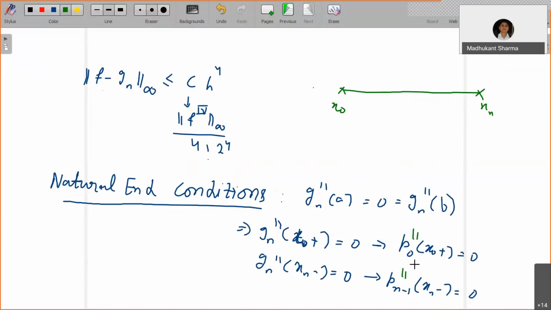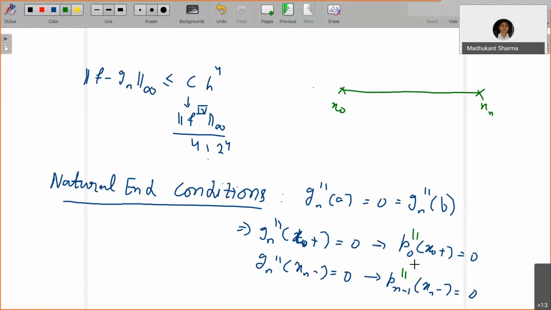But in this case, you don't have the order of convergence h to the power 4. The order of convergence is h square, which is the same as the piecewise linear interpolation. When you have the same order of convergence, you don't want to compromise, because constructing a cubic interpolating polynomial is tougher than constructing a linear interpolating polynomial. If the bound is with h square only in both cases, you had better go with the piecewise linear interpolating polynomial.